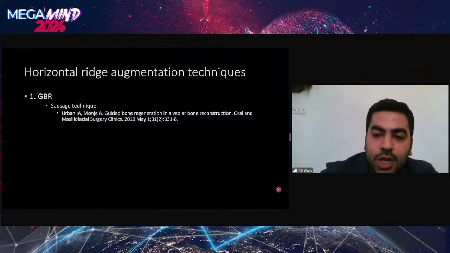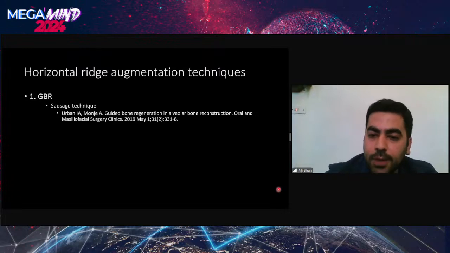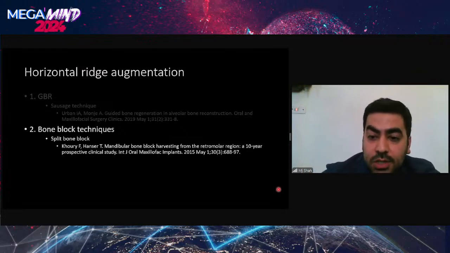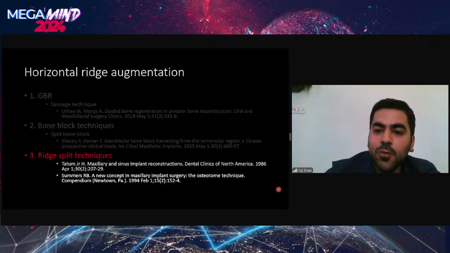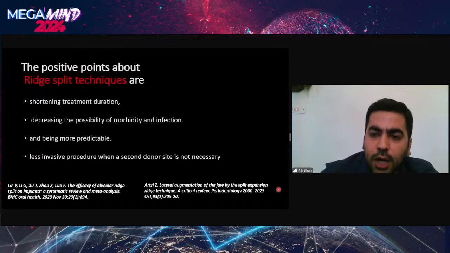For horizontal ridge augmentation, there are many options. One of them is GBR techniques, particularly the sausage technique, which was introduced by Professor Istvan Urban. The other possible option is the bone block technique, including the split bone block, which was introduced by Professor Fouad Khoury. And the third one is the ridge split technique, which was introduced initially by Dr. Tatum and Summers. For the following reasons, I chose the ridge split technique here.